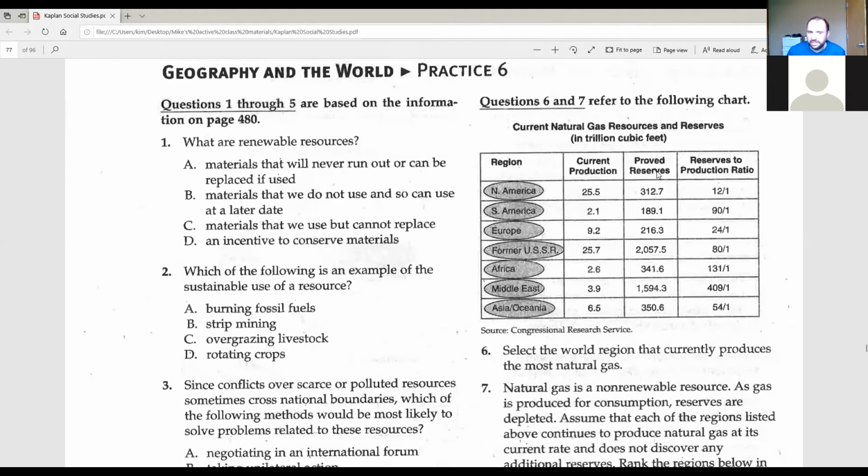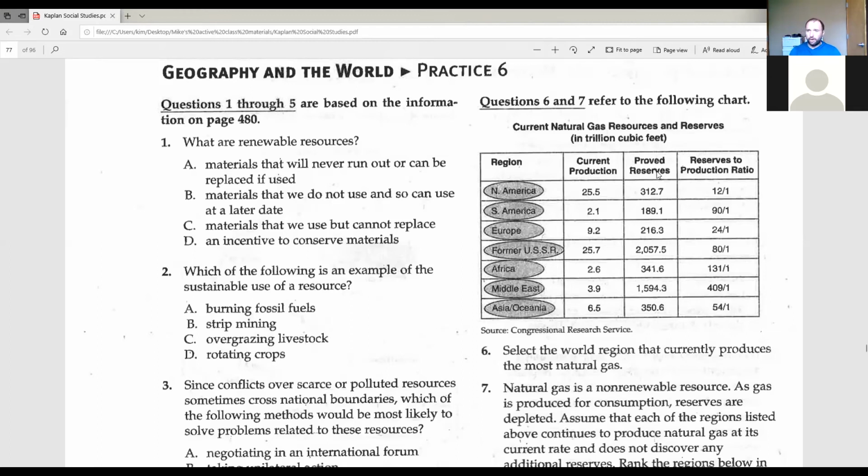So overgrazing livestock. Overgrazing means grazing too much. In other words, you have cows that are eating more grass than they should, or are allowed to eat too much grass. Just the very word overgrazing implies the opposite of sustainable use. If we're overgrazing, then we're not sustaining that resource. We're burning it up too quickly. C doesn't make sense.